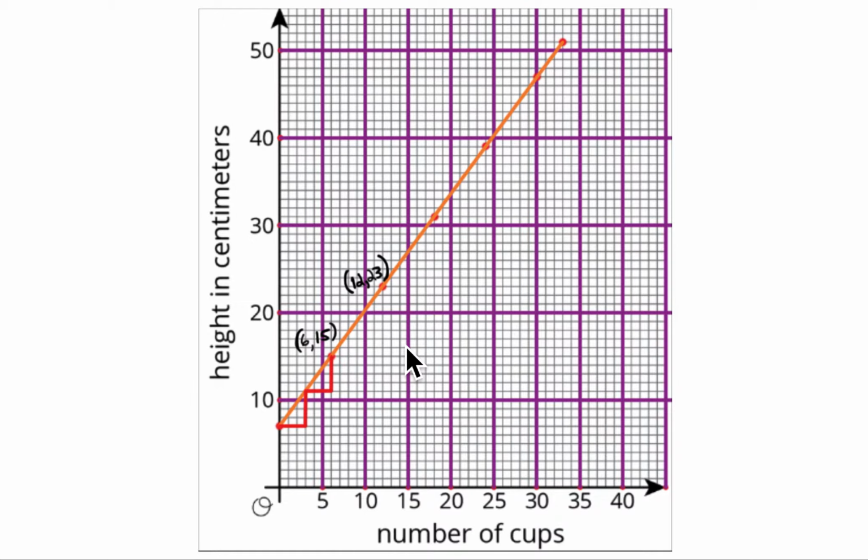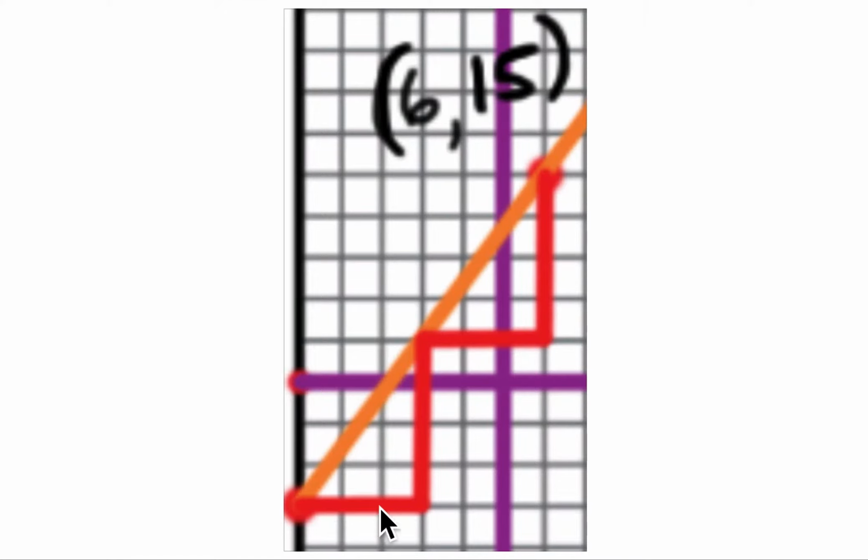So first of all, let's look at the slope. The slope is the ratio of how much there's a change in the vertical measure, so the height in centimeters, compared to how much there's a change in the horizontal measure, which is the number of cups. And so if you count the vertical measurement, there's 4 centimeters, 1, 2, 3, 4, for every 3 cups, 1, 2, 3 cups. So this vertical measurement is 4/3 the horizontal measurement. So that is the slope.